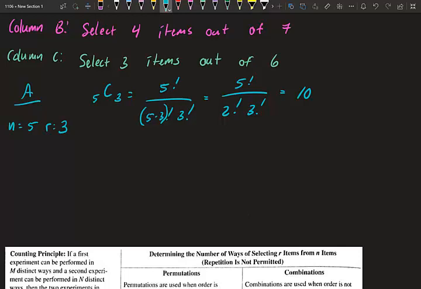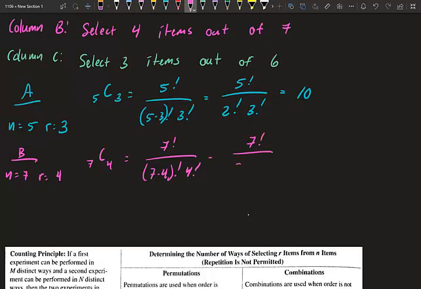What about our second column, column B? For B, you have a total of 7, and you're picking 4. So we have 7 over 7 minus 4, and then 4. We can simplify this to 7 factorial over 3 factorial, 4 factorial, and we get 35 different combinations. So in column B, you can mix and match 35 different ways.